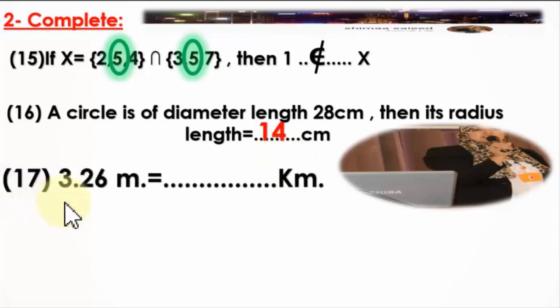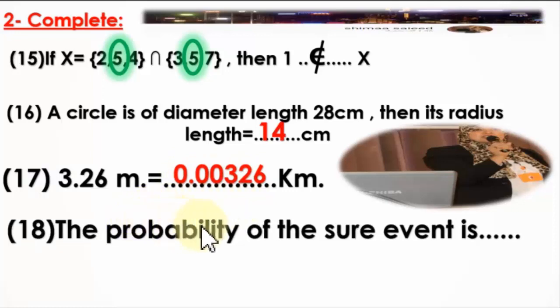Now 3.26 meters equals, how can we convert meters to kilometers? Well done, by dividing the number by 1,000. When we divide this number by 1,000, we move the decimal point 3 places to the left. So here we have one digit. Put the decimal point, 2 zeros, and write the rest of the number. 0.00326.